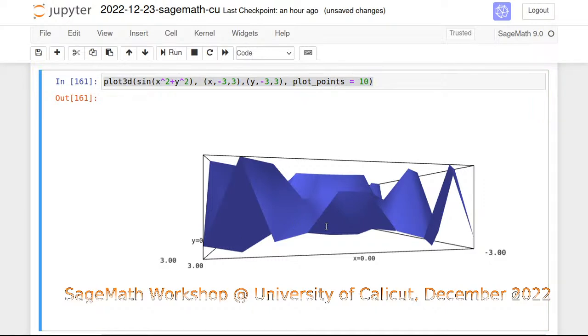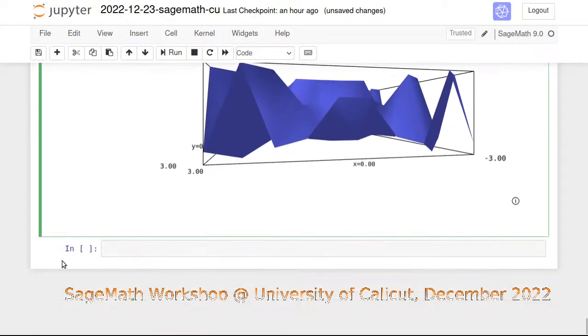But of course, at the cost of losing the smoothness of the curve. You will not get a smooth curve if you use fewer points. And we can also specify that in the y direction use fewer points, in the x direction use fewer points. That we can specify by using an ordered pair like this.